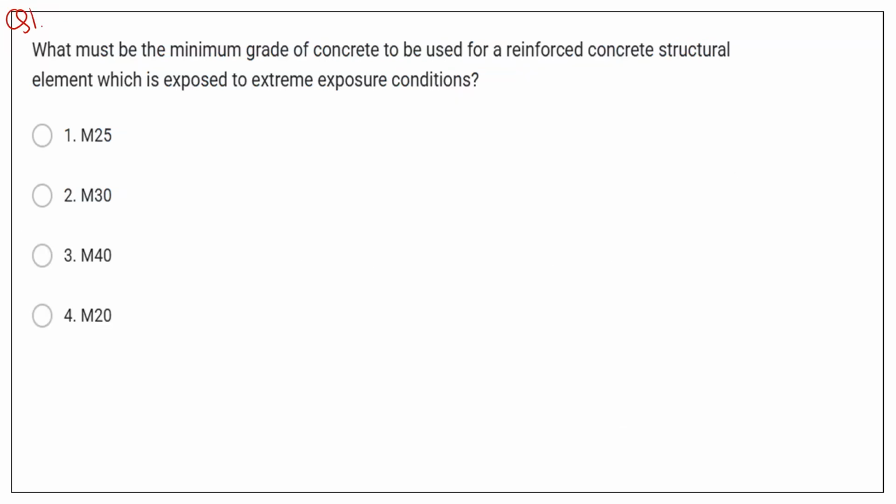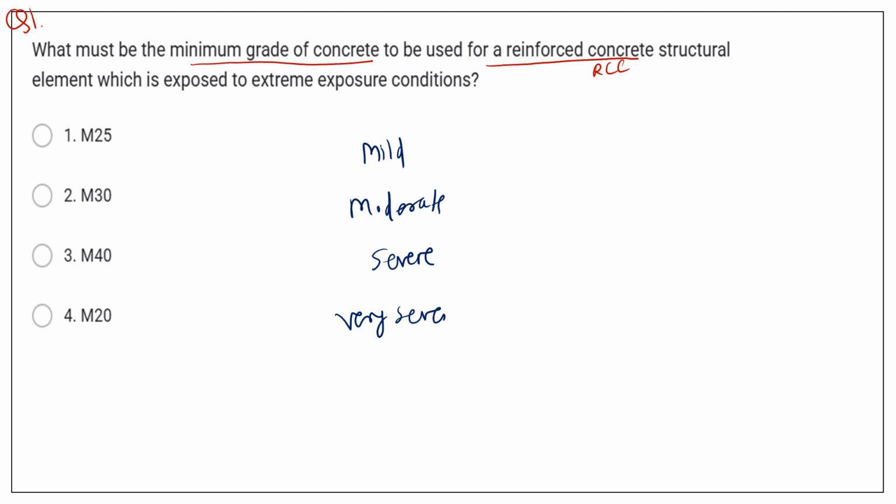First question: what must be the minimum grade of concrete to be used for a reinforced concrete, meaning RCC, structural element which is exposed to extreme exposure condition? There are 5 exposure conditions. First one is mild, second is moderate, third one is severe, next is very severe, and last condition is extreme condition.